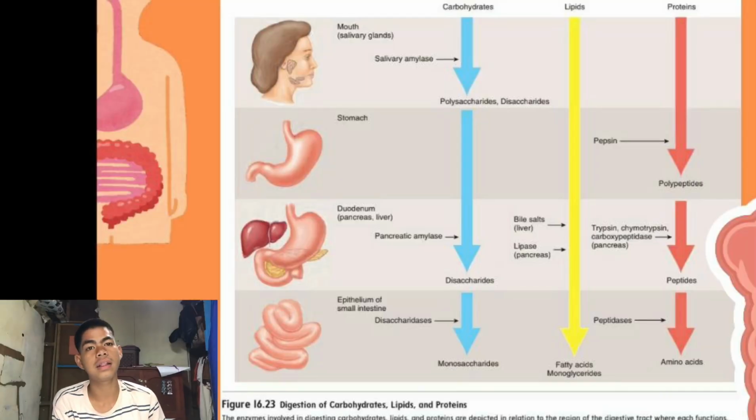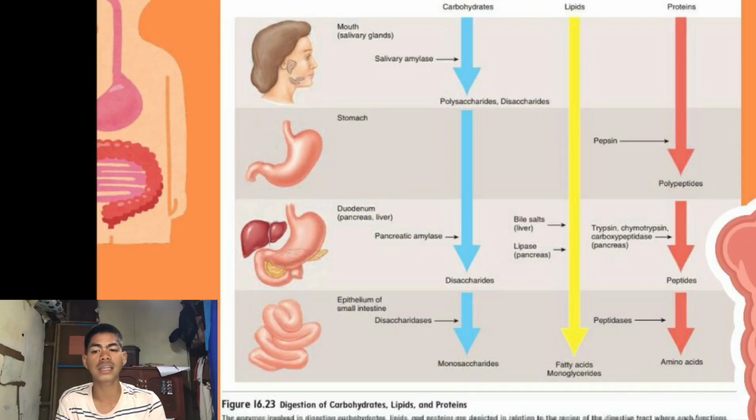Now we are in figure 16.23, digestion of carbohydrates, lipids, and proteins. The enzymes involved in digesting carbohydrates, lipids, and proteins are directed in relation to the regions of the digestive tract where each functions. So first, let's discuss the carbohydrates.